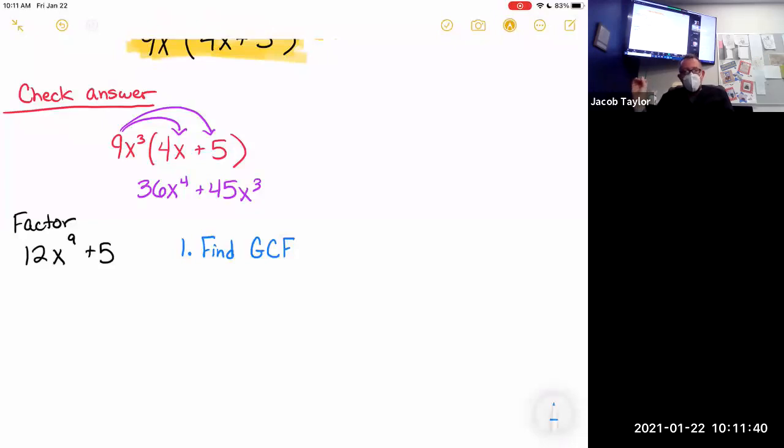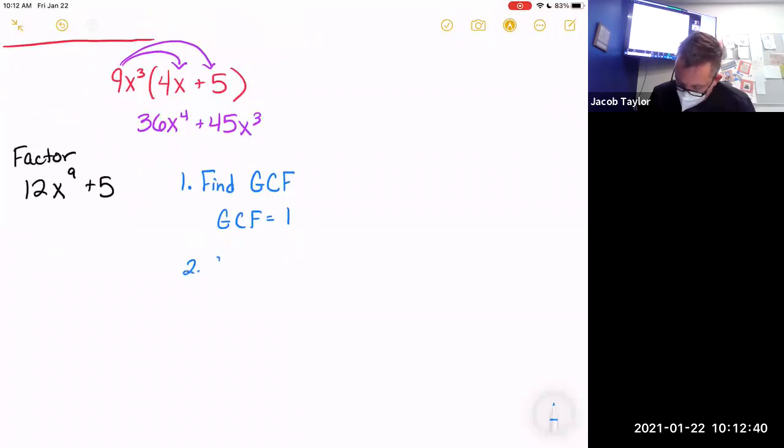So if I was doing this myself, I'd start with 5. What's the biggest number you can divide 5 by? The biggest thing that 5 can be divided by. 5. 5 is the biggest thing that 5 can be divided by. Can 12 also be divided by 5? 12 is even. Even numbers can be divided by 5 sometimes. 20 can be divided by 5. The answer is no. 12 can't be divided by 5. Okay. So what's the second biggest number 5 can be divided by? 1. Can 12 be divided by 1? Yes. So the greatest common factor for this problem is 1.